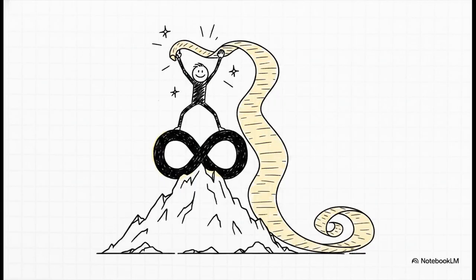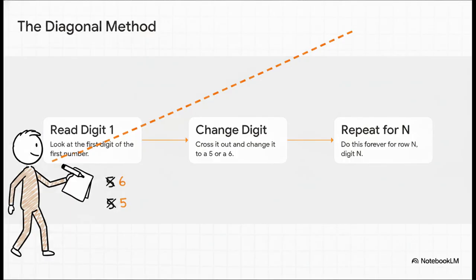Well, that brings us to the hubris, the idea that you possess the complete, infinite list of all real numbers. You stand there proudly atop the mountain with your infinite scroll. Every single row is a real number written out as an infinite decimal. You genuinely believe you have conquered infinity. You've beaten the system. Here's the method. Read row 1, digit 1, change the digit, and repeat.